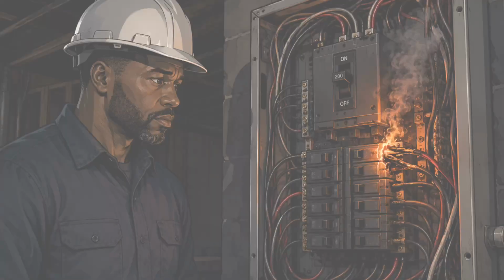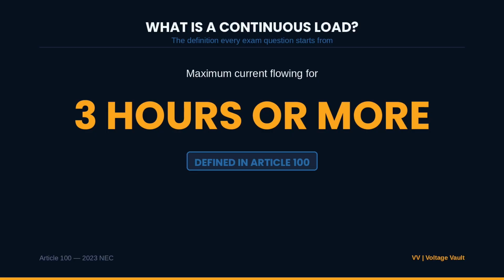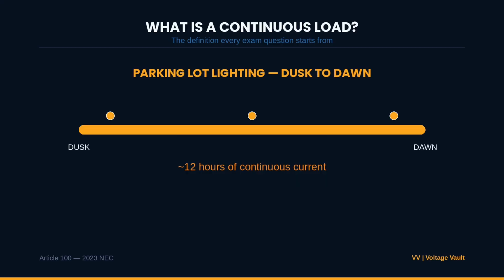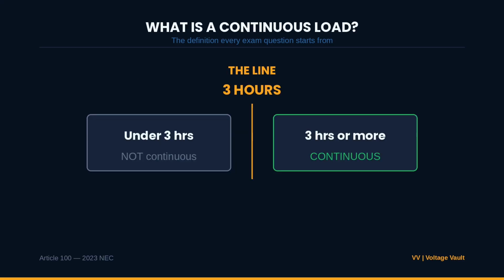Here's what you're missing. A continuous load is any load where maximum current flows for 3 hours or more. That's the definition straight out of Article 100. Commercial lighting, HVAC equipment, sign circuits. Think about a parking lot lighting circuit running dusk to dawn. That's exactly why the code treats these loads differently. If it runs for 3 hours straight, it's continuous.